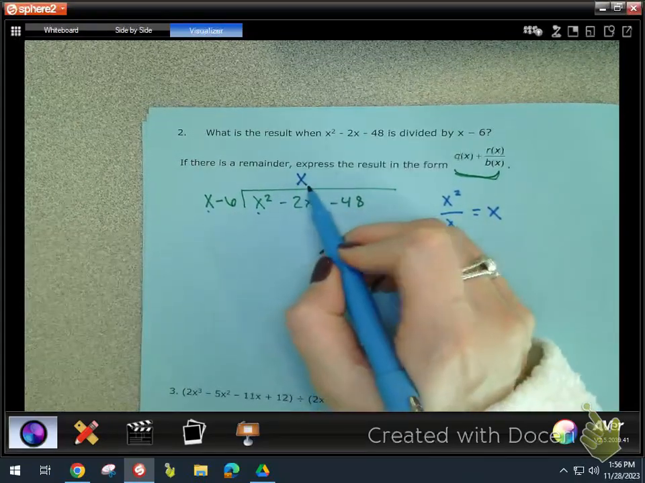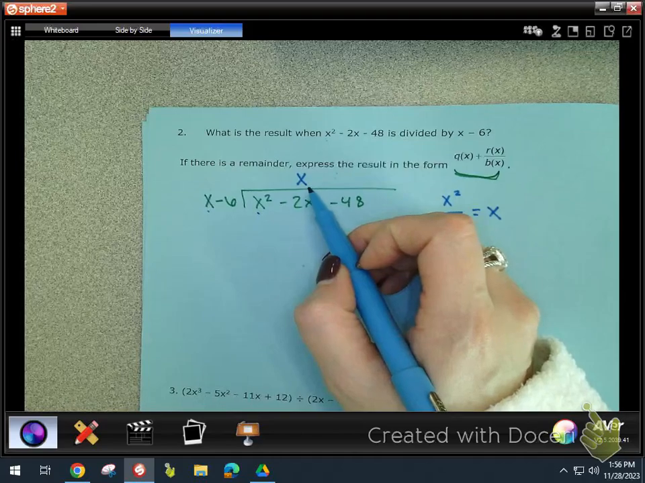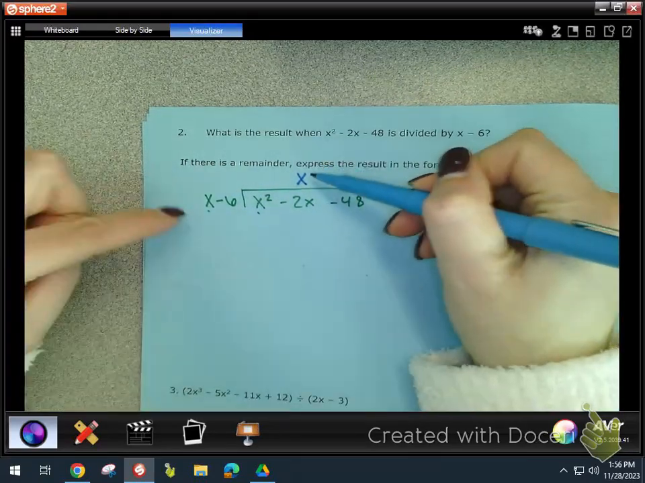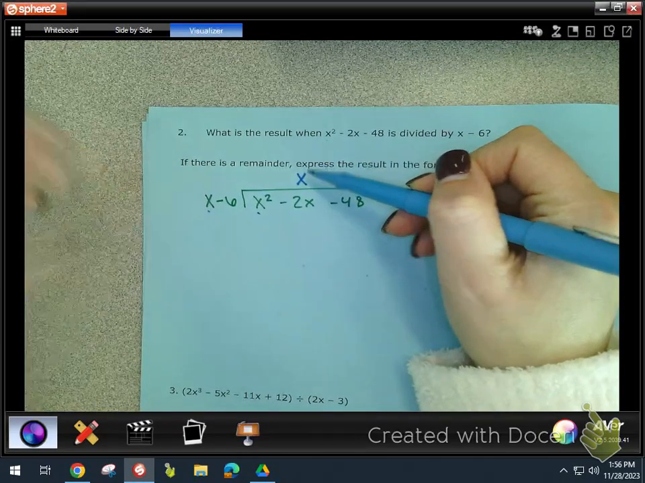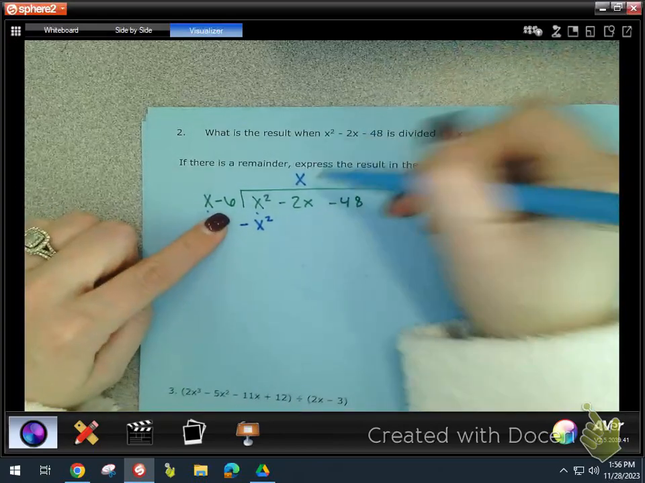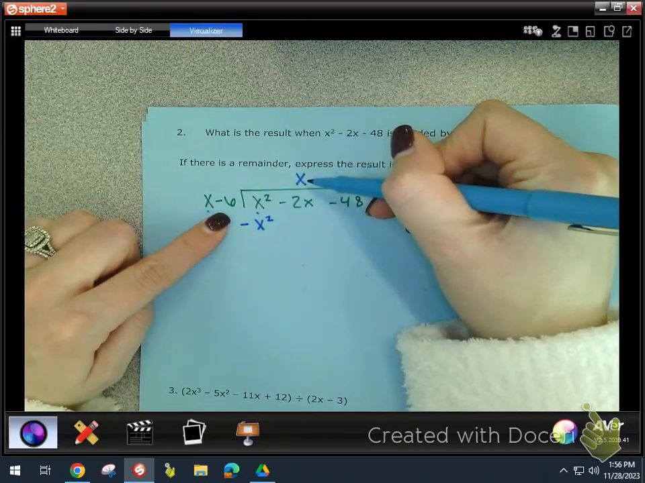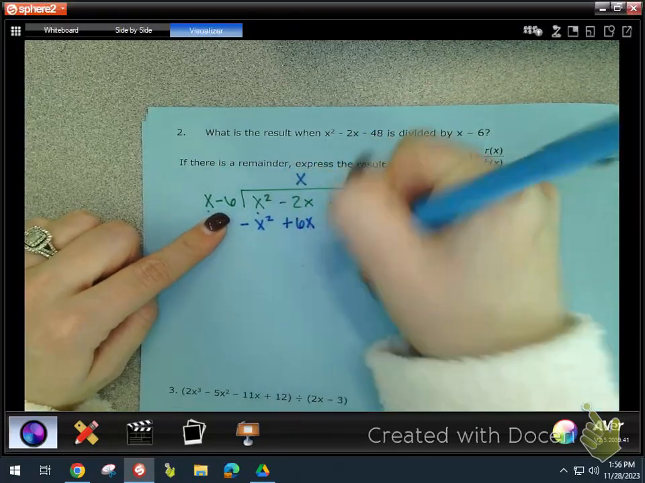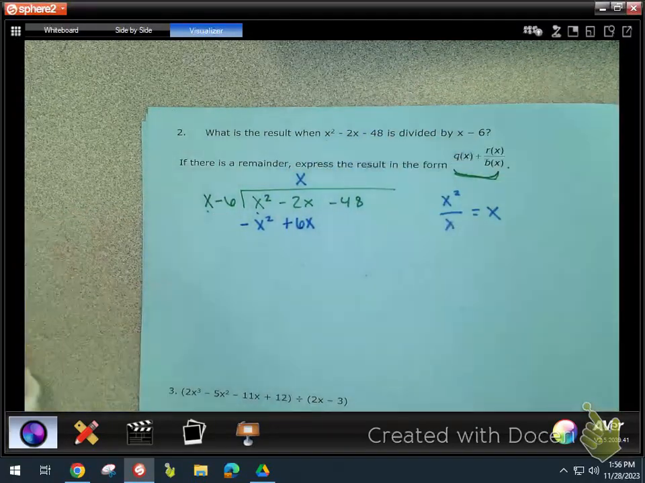Here's the step where, if anyone makes a mistake, it's usually here. Multiply it and change the sign. X times x is positive x squared, so we're going to write negative x squared. Negative 6 times x is negative 6x, so we're going to write positive 6x. It's not hard to do. Just make sure you're careful.